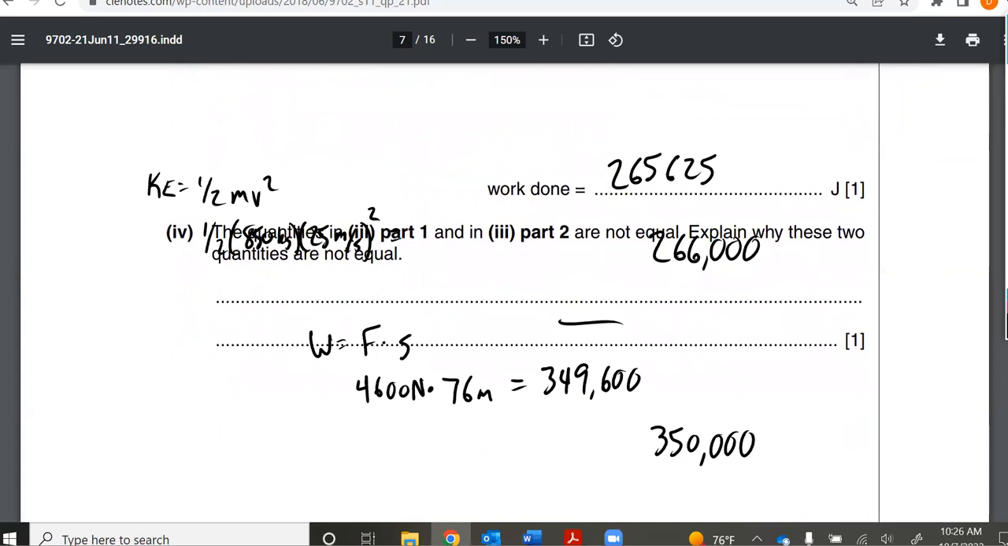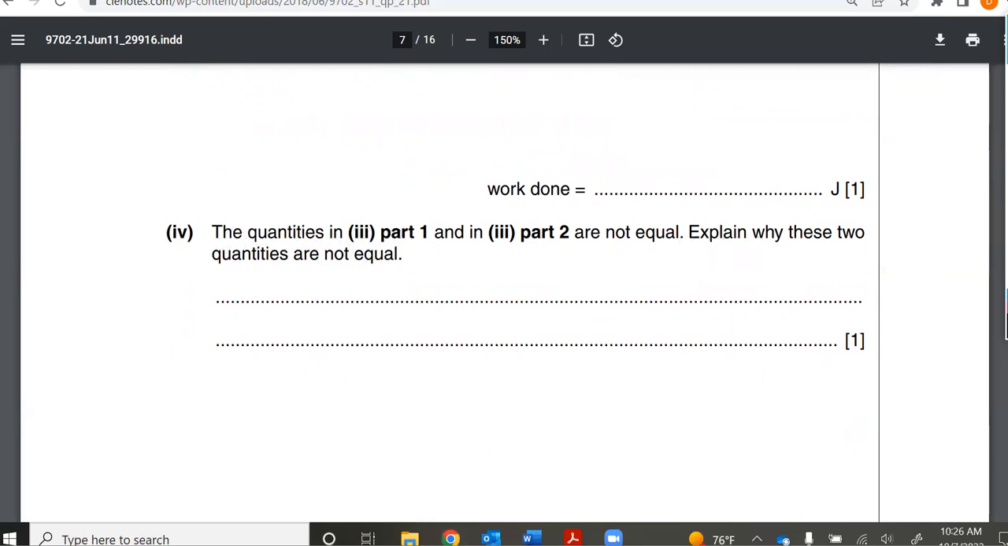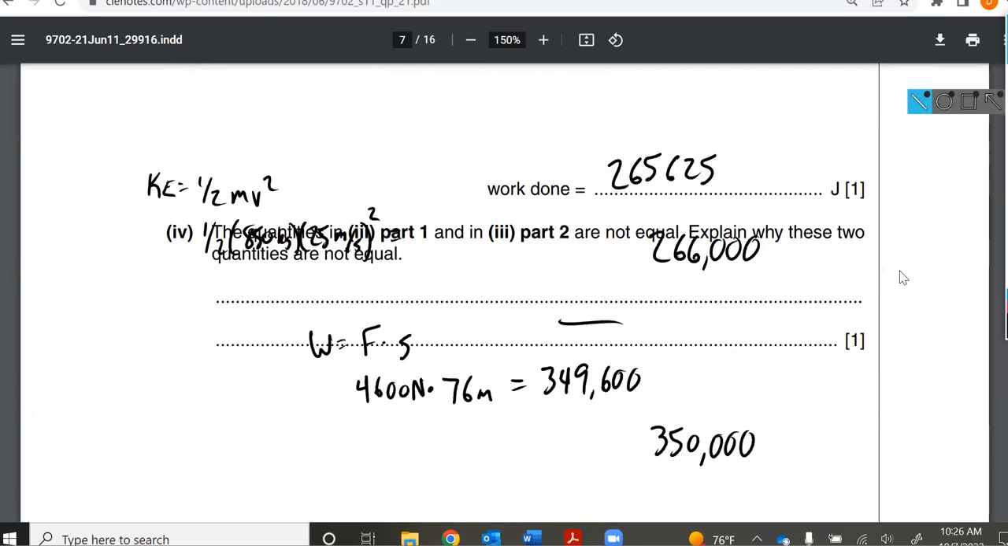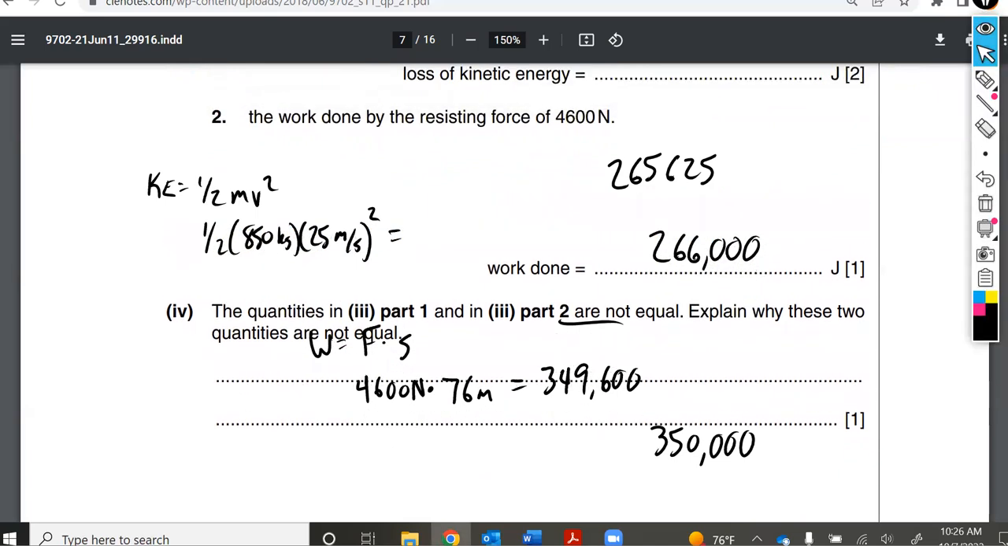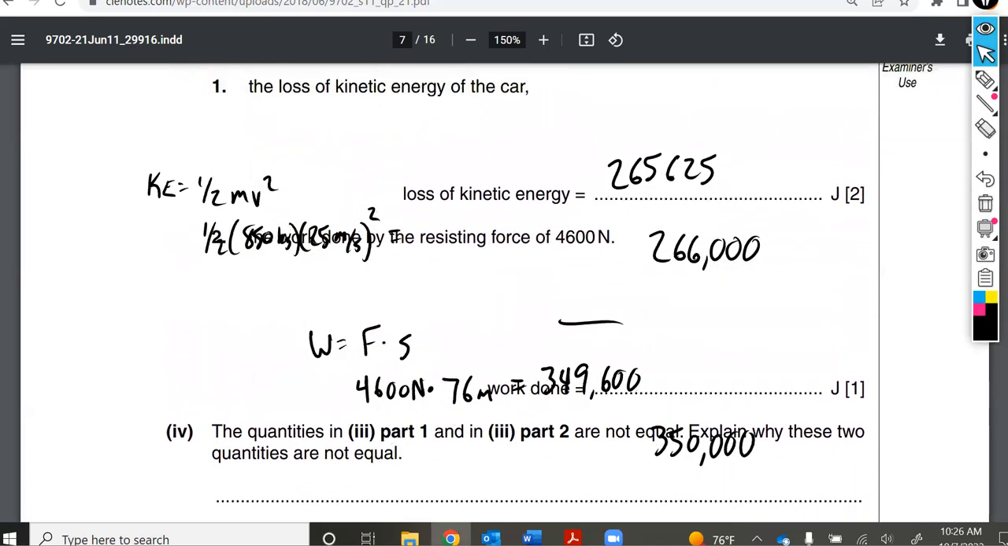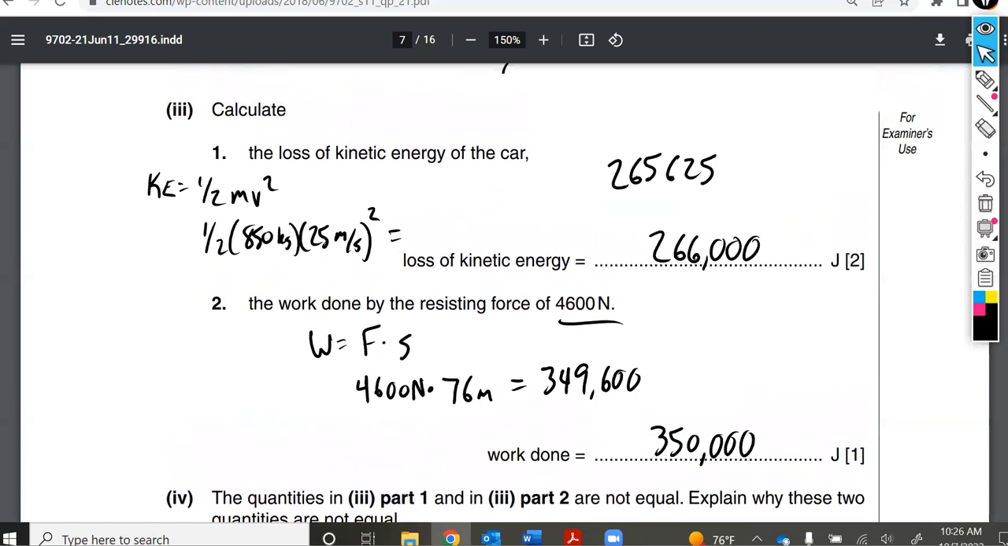Oh, I didn't realize that. I'll put that back up in just a moment. Let me just do this real quick. It says the quantities in 3-part 1 and 3-part 2 are not equal. To explain why these quantities are not equal, that's what we're trying to consider now. 3-part 1 and 3-part 2, these are the numbers that we got here. All right, so why are these not equal?